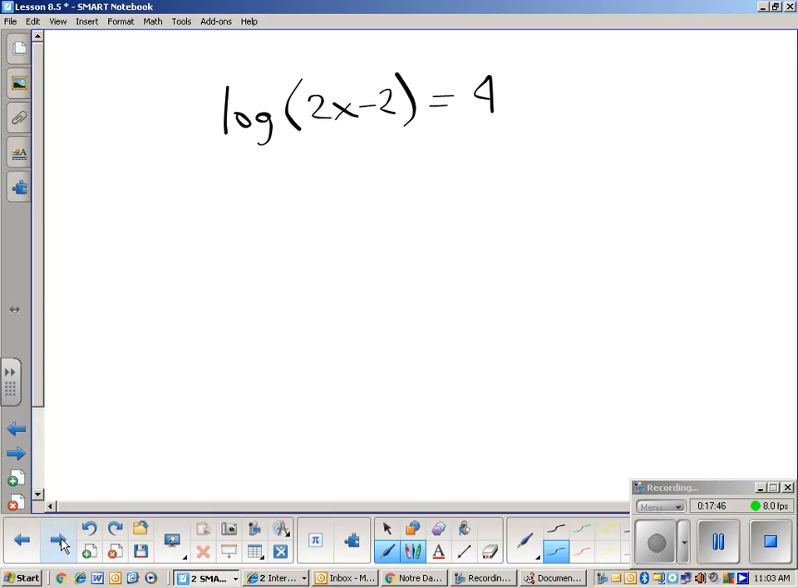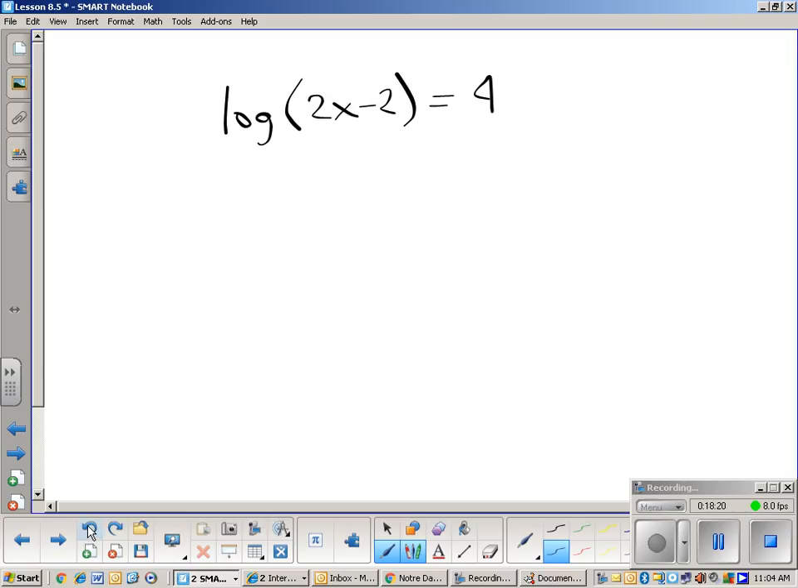This is the last example. The logarithmic equation, we want to solve for x. That 2x minus 2 is all in parentheses because it's all part of this log function. You cannot just start grabbing these things and pulling them out of here. It just doesn't work that way. You can't just start grabbing parts of it and pull it out.